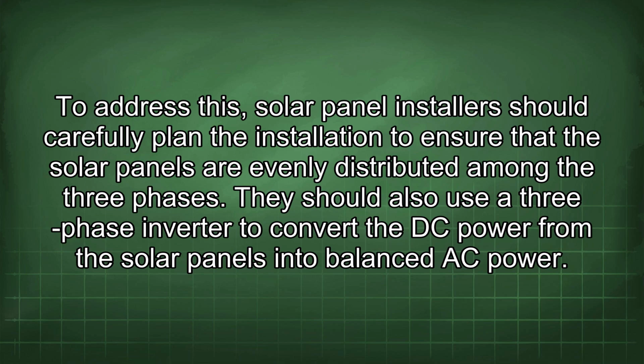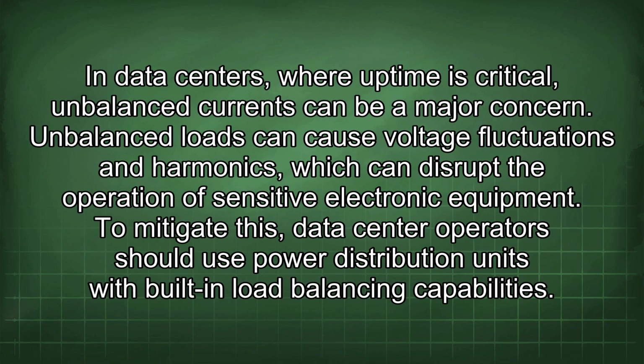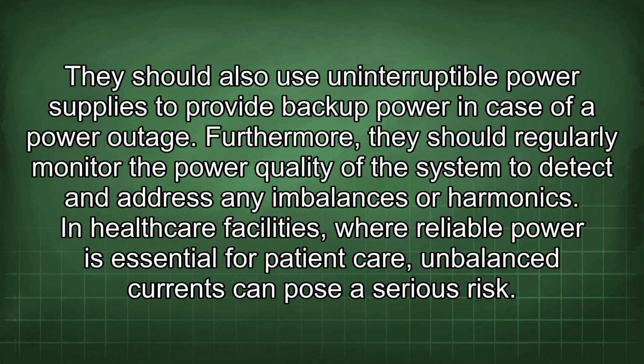into balanced AC power. In data centers, where uptime is critical, unbalanced currents can be a major concern. Unbalanced loads can cause voltage fluctuations and harmonics, which can disrupt the operation of sensitive electronic equipment. To mitigate this, data center operators should use power distribution units with built-in load balancing capabilities. They should also use uninterruptible power supplies to provide backup power in case of a power outage. Furthermore, they should regularly monitor the power quality of the system to detect and address any imbalances or harmonics.